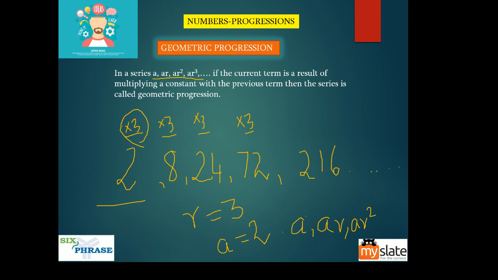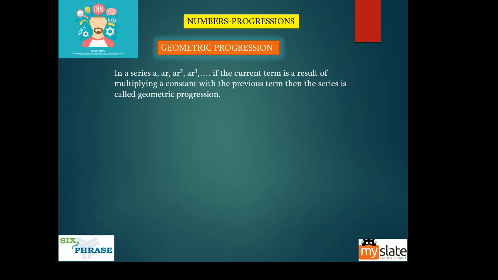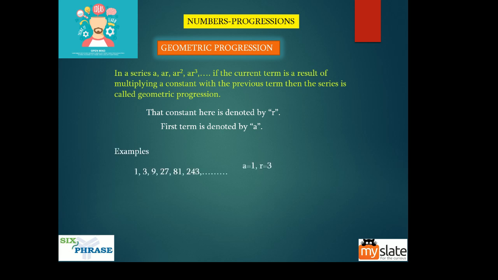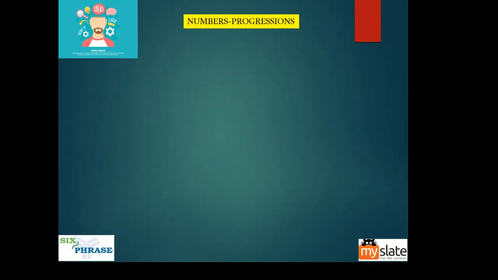So this is called geometric progression. The constant here is called r, and the first term is denoted by a. Examples you can see here: a is 1 and r is 3. So 1 into 3 is 3, 3 into 3 is 9, 9 into 3 is 27, 27 into 3 is 81, and so on. Here a is half, and you are multiplying with half, so r is also half. So that is geometric progression.